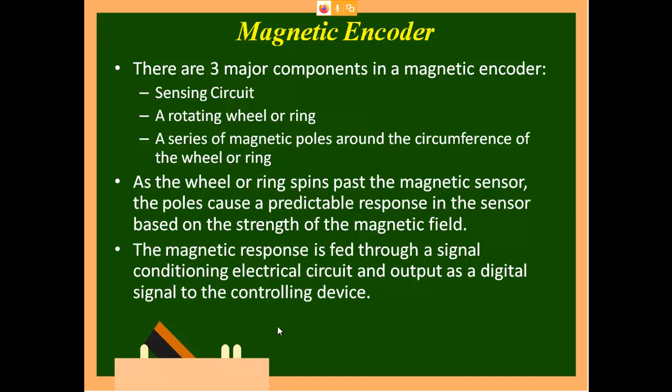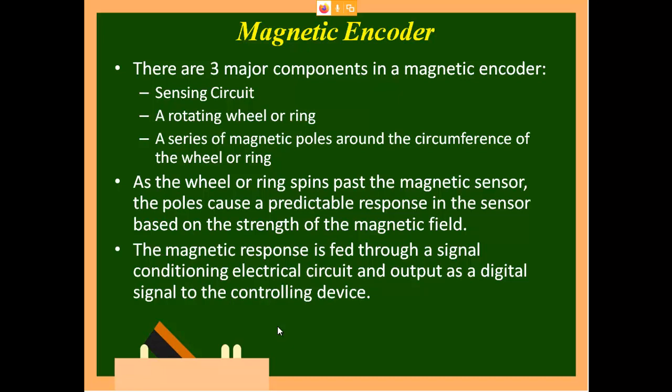As the wheel or ring spins past the magnetic sensor, the pole causes a predictable response in the sensor based on the strength of the magnetic field. When this part is rotating, one magnet will move out and another magnet will come in, so there will be a change in magnetic field and that is read. The magnetic response is fed through signal conditioning, because the Hall effect sensor output will be very feeble.